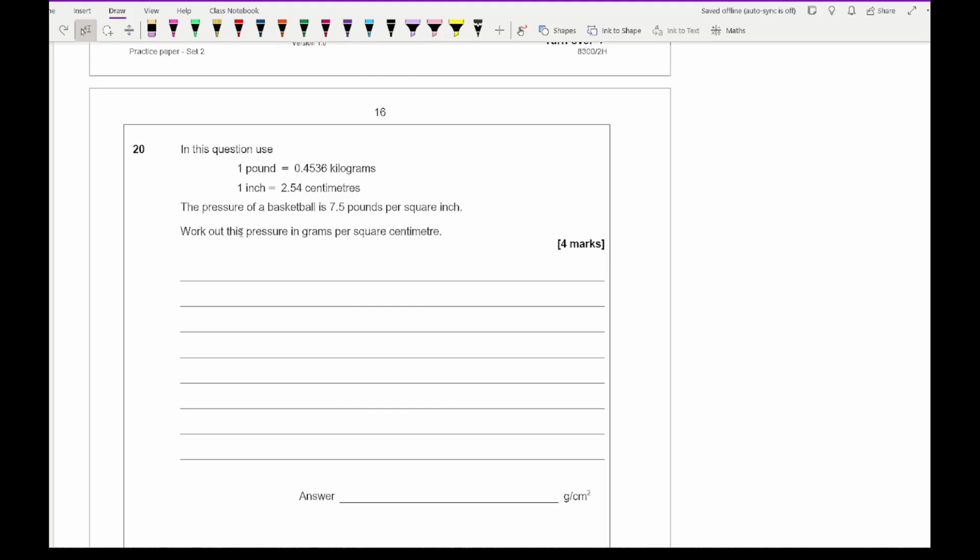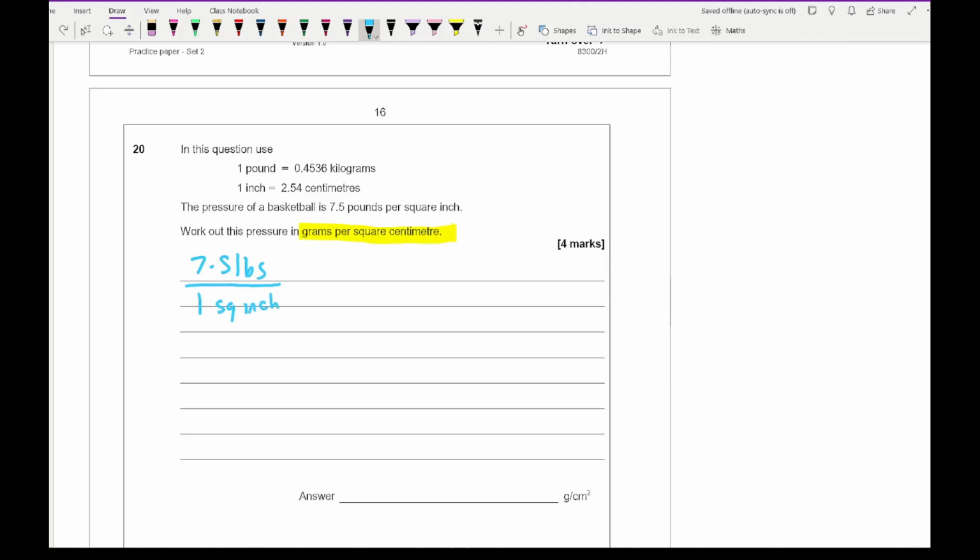Looking at question 20, it says in a question, use the conversions of 1 pound equals 0.4536 kilograms and 1 inch equals 2.54 centimeters. The pressure of a basketball is 7.5 pounds per square inch. Work out the pressure in grams per square centimeter. Now, these units are really, really important. So first of all, we need to work out that 7.5 pounds per 1 square inch.